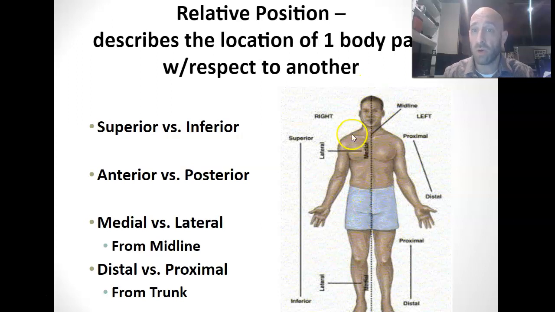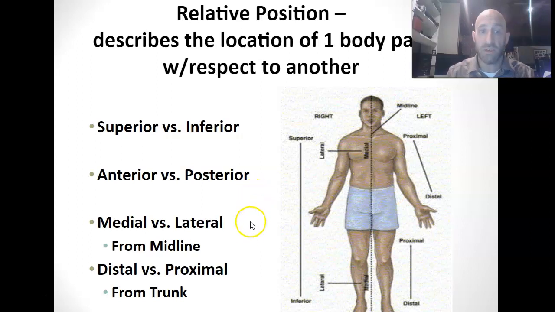So just to review this slide, superior versus inferior deals with the axial skeleton and it's above and below. So my shoulder is superior to my hip. Anterior versus posterior is front versus back. So my chest would be anterior to my shoulder blades. Medial versus lateral is farther or closer to that midline. So my sternum is medial to my scapula, which is my shoulder blade. My hip bone is lateral to my abdominal muscles.